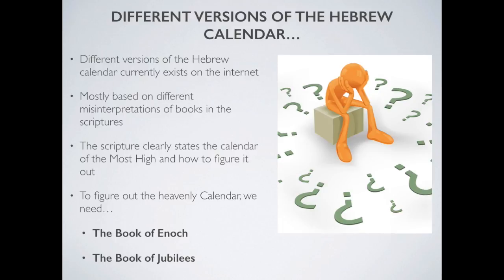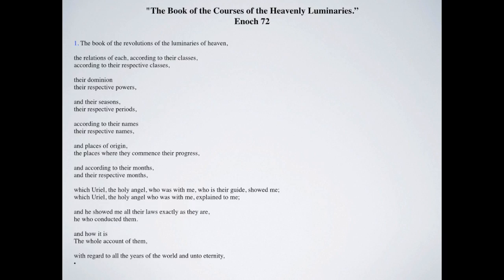Then we also need to look at the book of Jubilees as well. We don't even need the book of Jubilees, but I will be quoting the book of Jubilees in this presentation because there's something important there about the calendar I want to point out. For the calendar, let us go to what Enoch called the book of the courses of the heavenly luminaries.